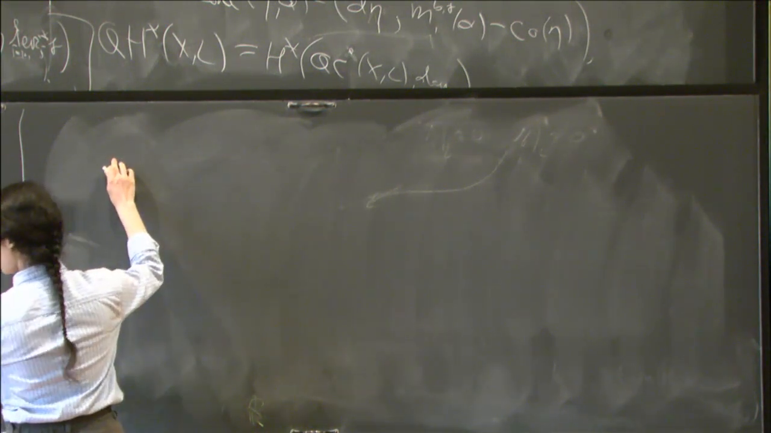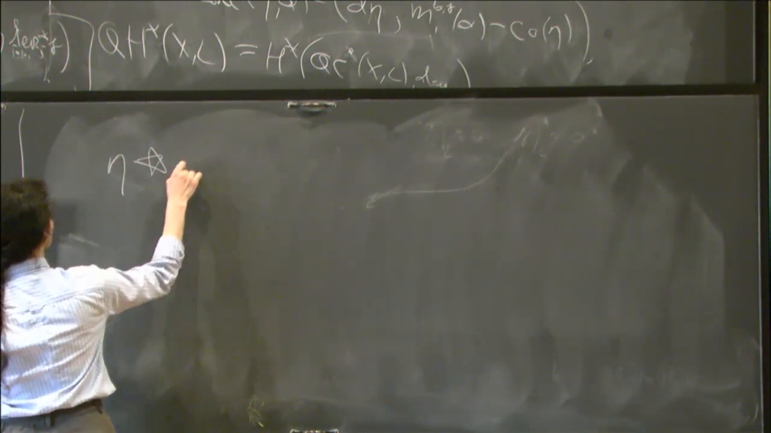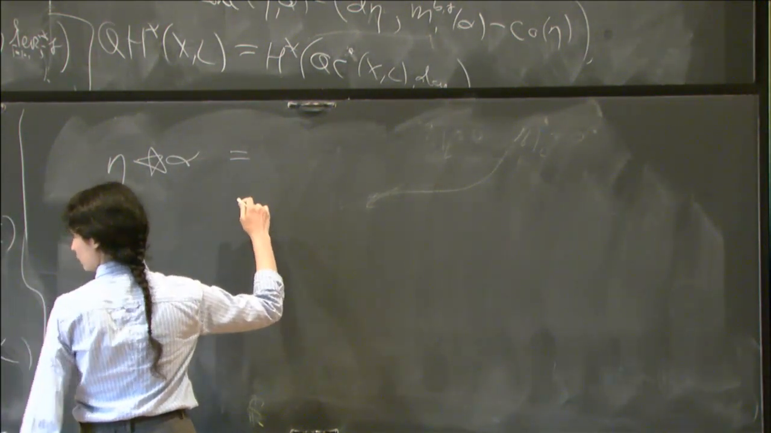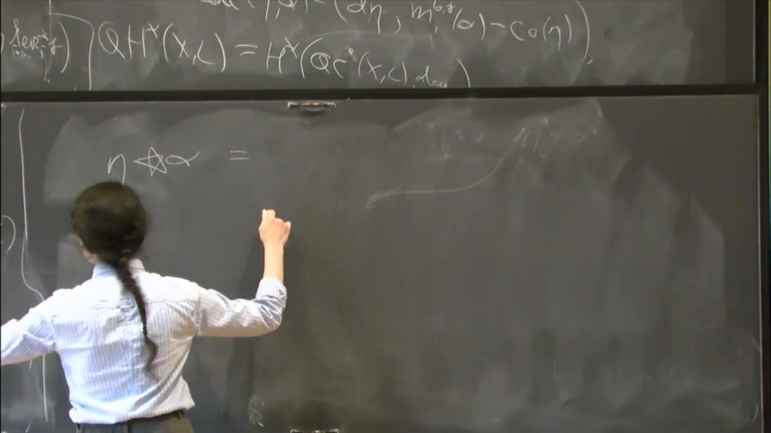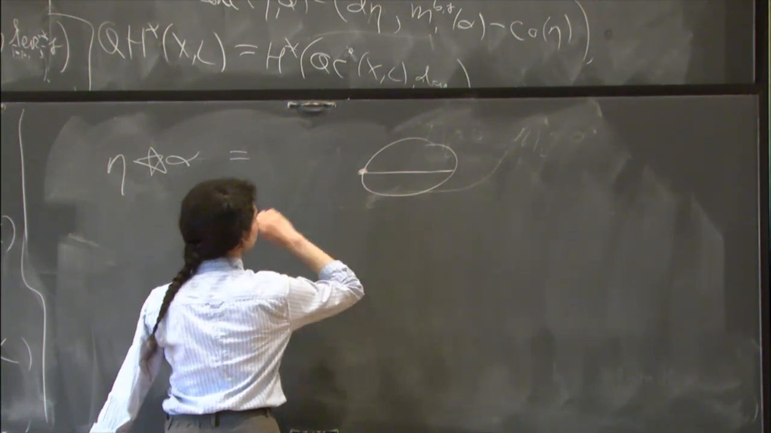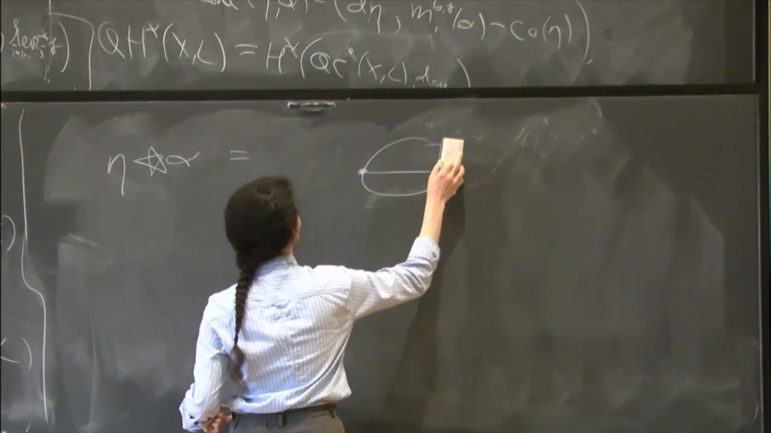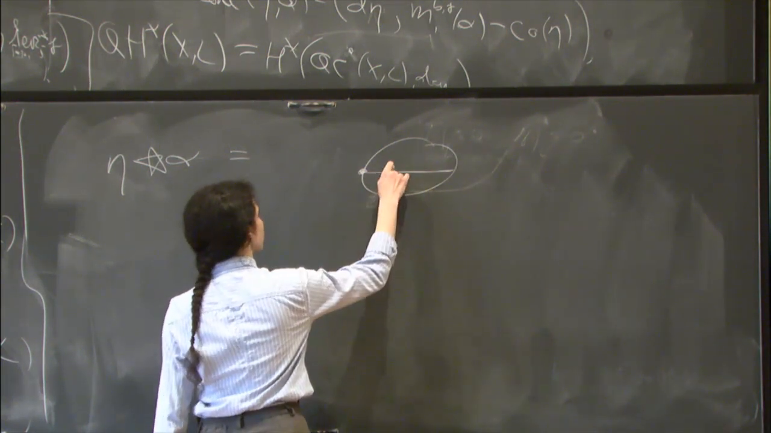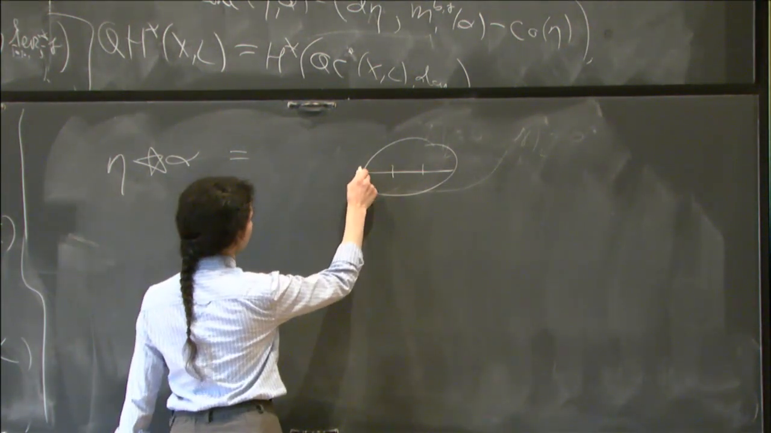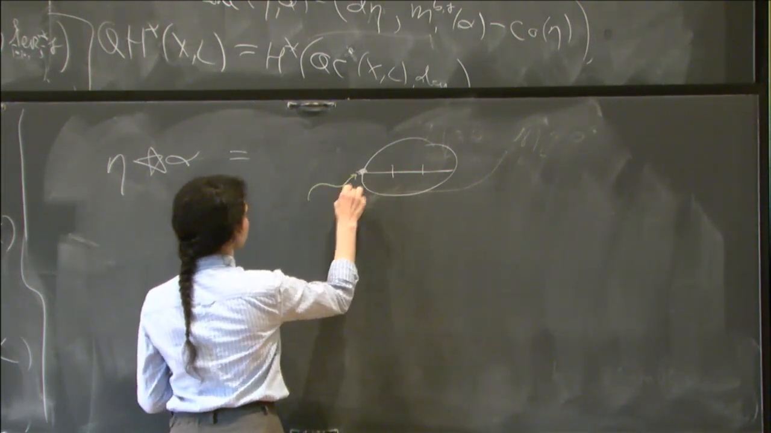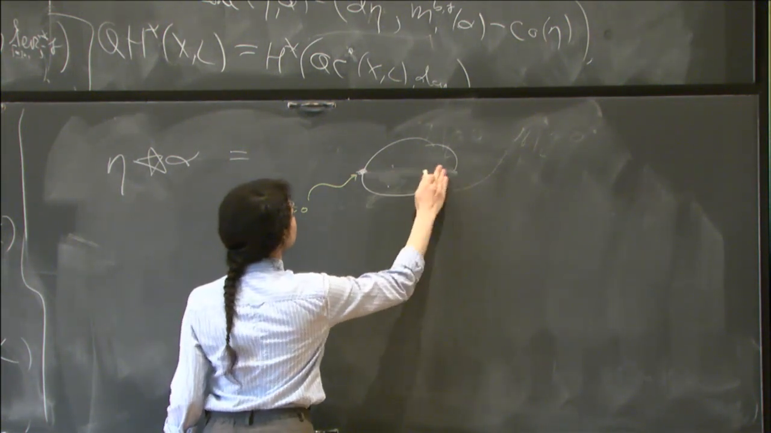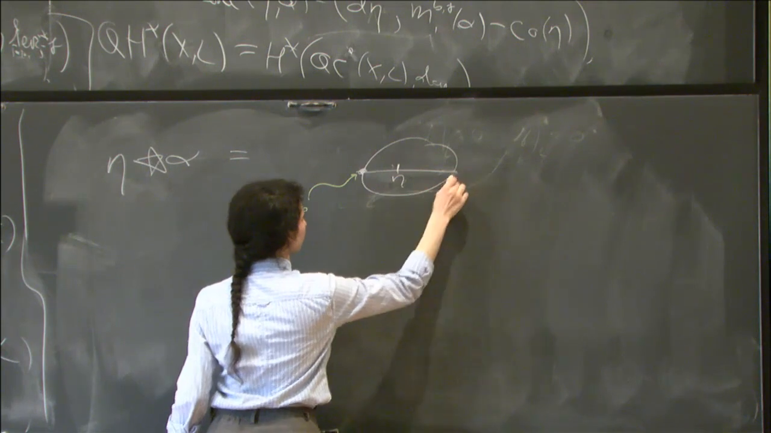Eta star alpha is, let me do the picture because we don't have time for all the formula, but it has input in X and in L and has an output in L, so it's defined by a disk with geodesic constraint, with three marked points that are constrained to lie on a geodesic. One of them is the output, so that's just the z0 point, and the other two, eta is in the interior, and alpha is another boundary point.